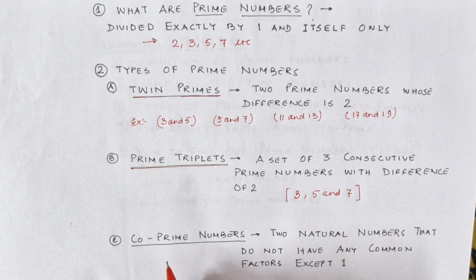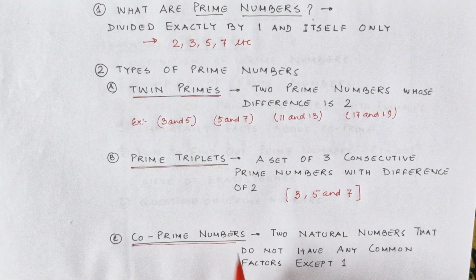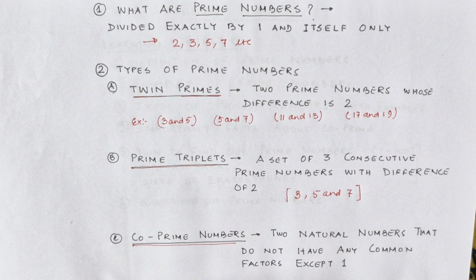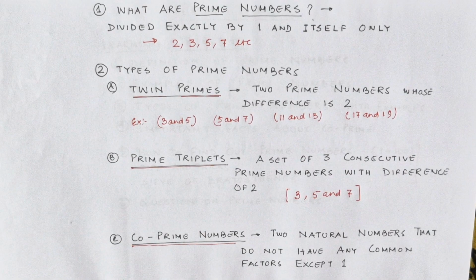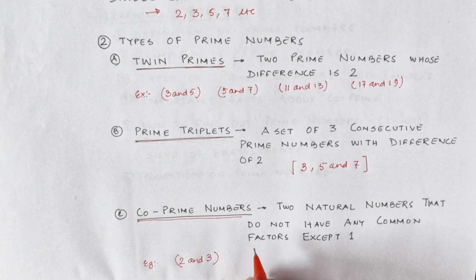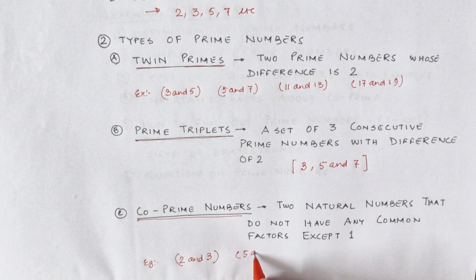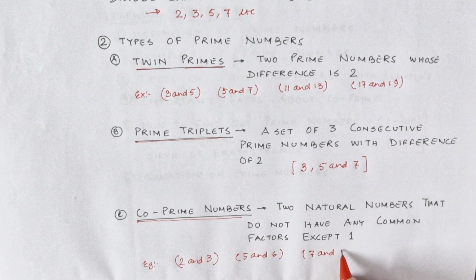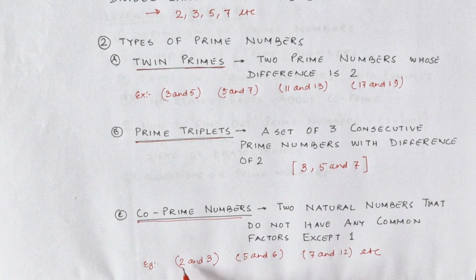Next we come to the co-prime numbers. So what are co-prime numbers? Two natural numbers that do not have any common factors except 1. So we can take certain examples like 2 and 3, 5 and 6, 7 and 12, etc. So you can see, for example, 2 and 3.